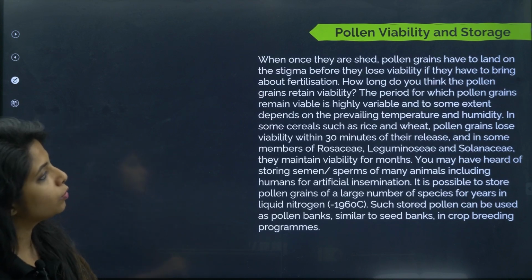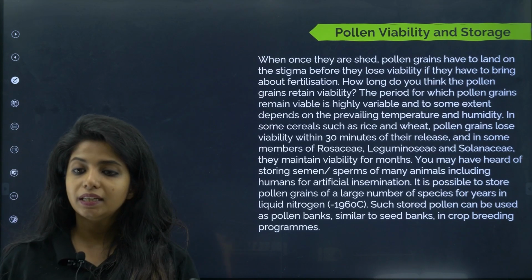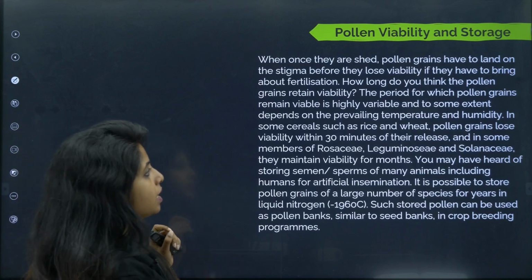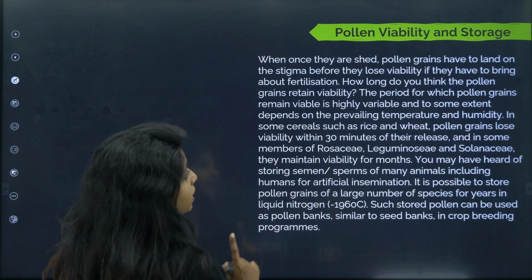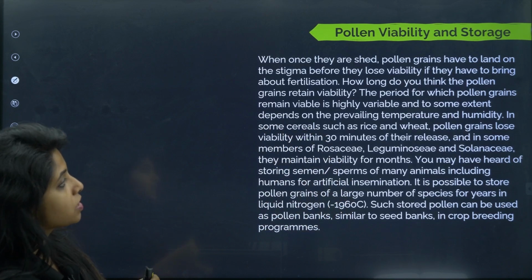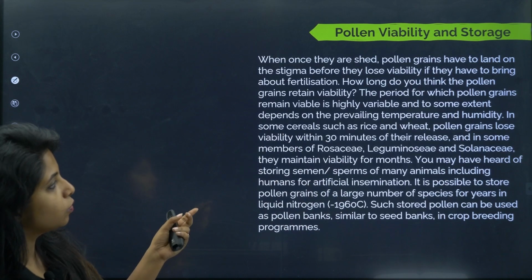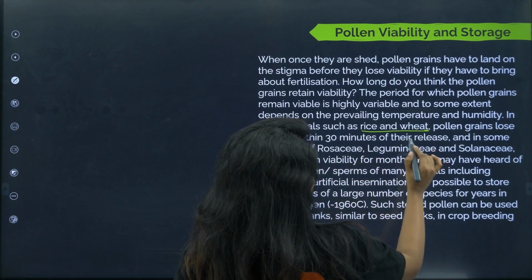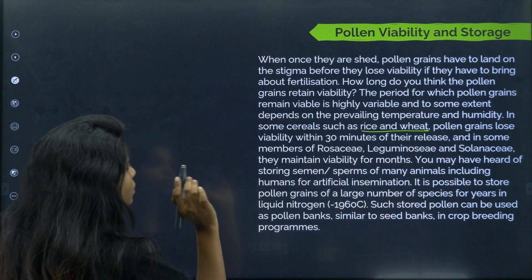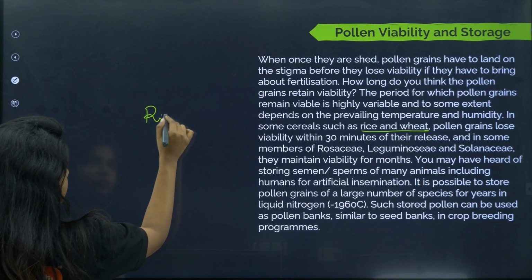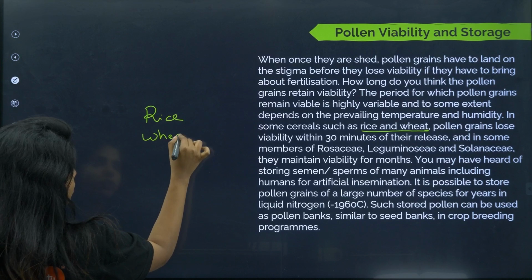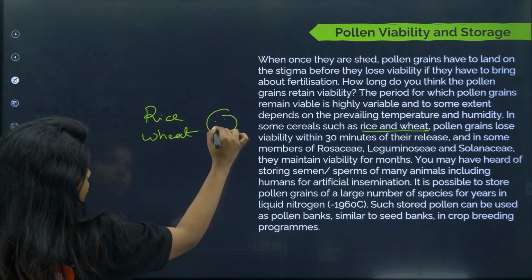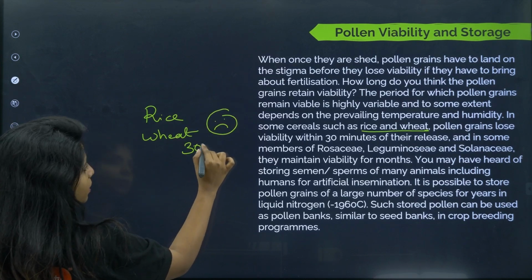How long do you think the pollen grains retain viability? It is different for different plants. The period for which the pollen grains remain viable is highly variable and to some extent depends on the prevailing temperature and humidity. In some cereals, such as rice and wheat, pollen grains lose viability within 30 minutes. So you can just imagine, rice and wheat, both of them, they are crying because they lose their viability within 30 minutes.